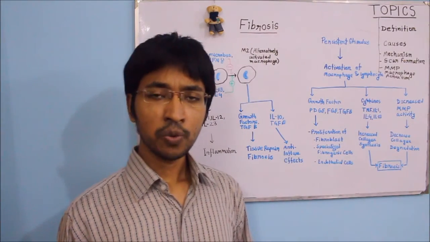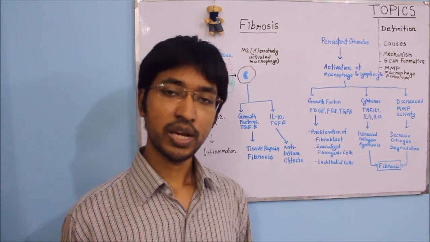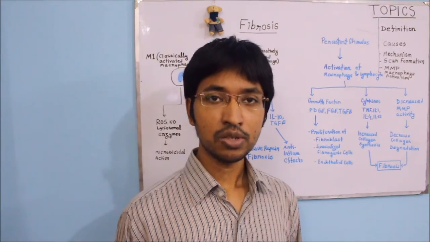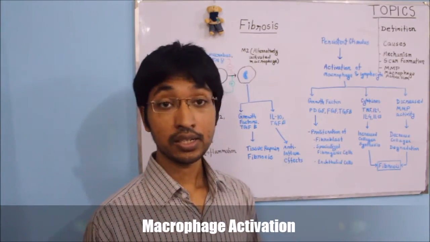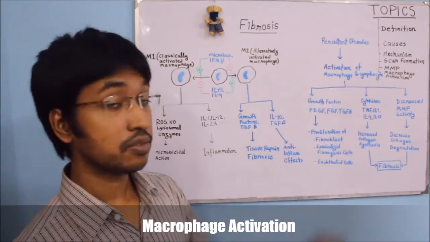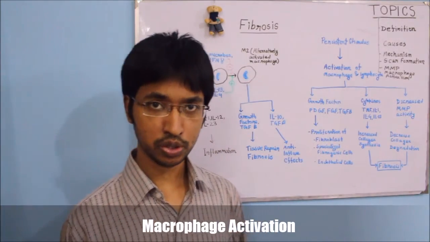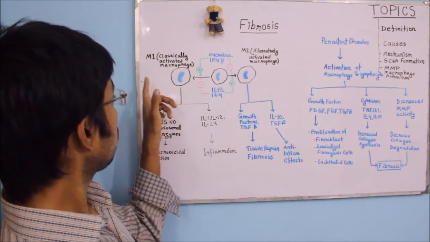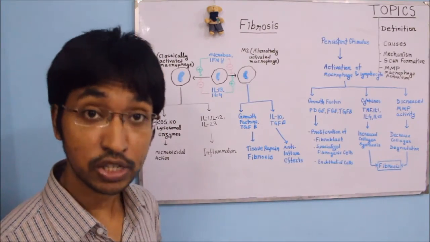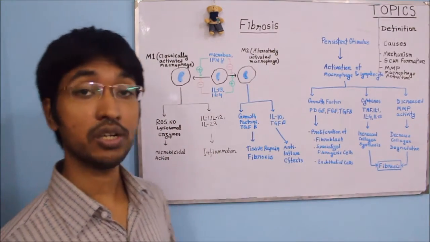So now we're almost at the last segment of today's video. We will now discuss macrophage activation. So if you can recall the flowchart, I had said that macrophages are activated in the alternative pathway during repair and fibrosis. So always remember, macrophages can be activated in two ways. One is the classical pathway of macrophage activation, and the other one is the alternative pathway.